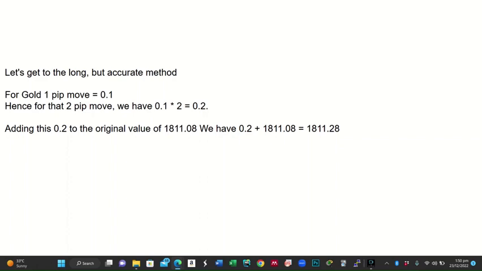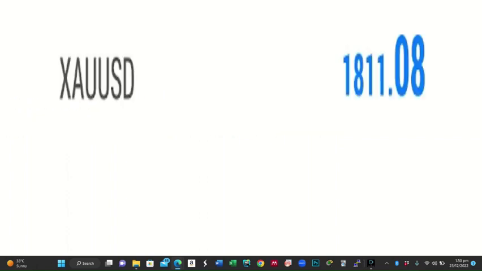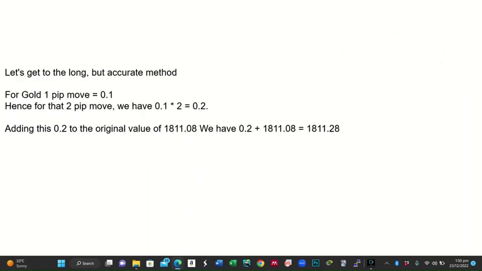So since the gold pair made a movement of 2 pips, then 0.1, which is the standard value, multiplied by 2, gives us 0.2. So if you add this 0.2 to the original value, which is 1811.08, let me show you so you remember. So XAUUSD here, 1811.08. So if you add it, it becomes 1811.08 plus 0.2. It gives us 1811.28. That is all for gold pip movement.